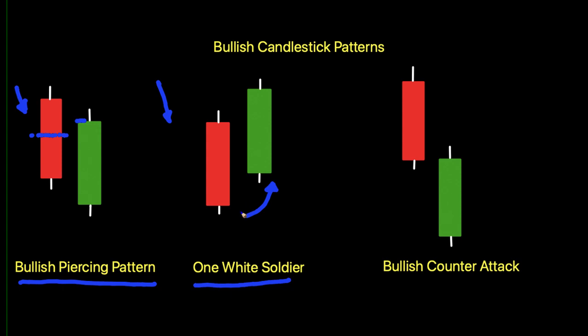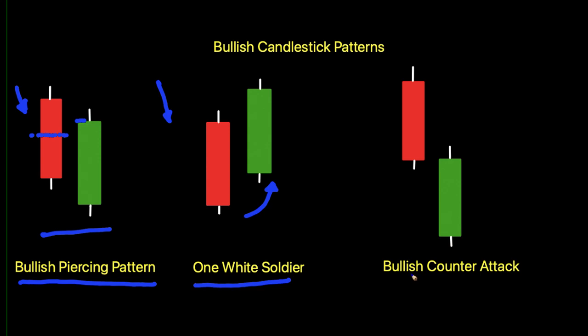So if you see, this pattern is exactly opposite to the bullish piercing pattern. One white soldier is exactly opposite to the bullish piercing candle. So in one white soldier, the market gaps up and after the red bodied candle, a green bodied candle is formed, which closes above the red bodied candle.